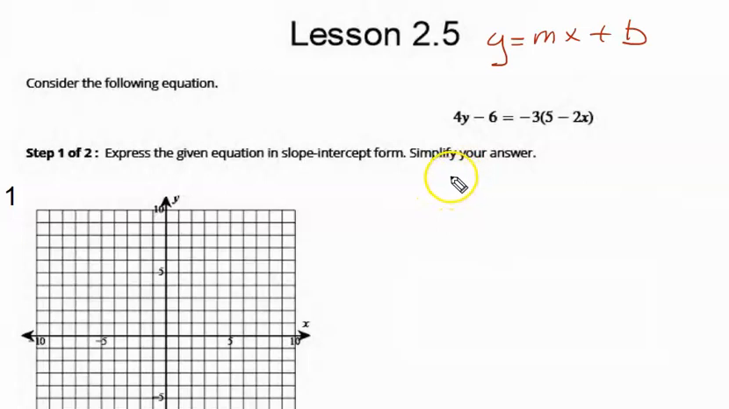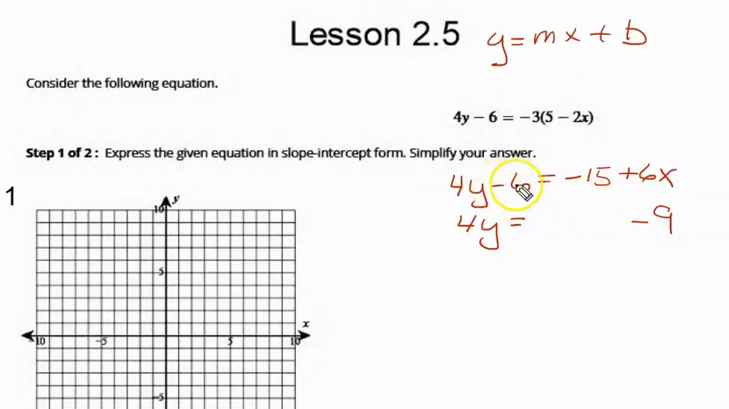So we have 4y minus 6. Get rid of parentheses. This becomes a negative 15, and this becomes a positive 6x. So we have 4y. Going to transpose this negative 6 to this other side, where that makes that a negative 9. A negative 6 on this side becomes a positive 6. And then this is a plus 6x, putting it in this form.